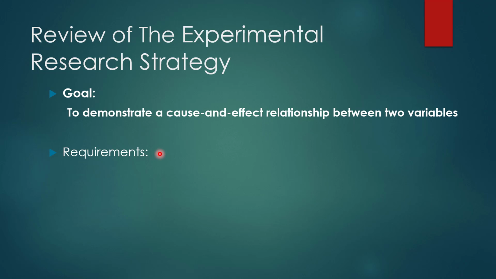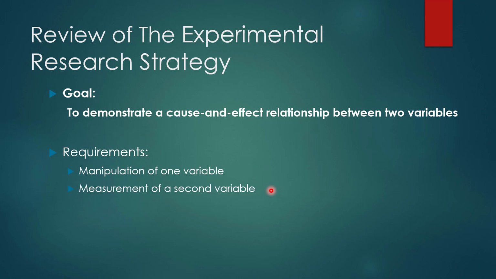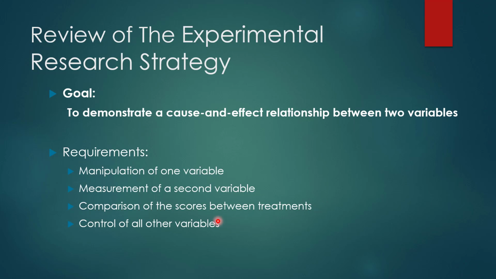Now remember, we had specific requirements. One was that we have to manipulate at least one variable. We have to measure a second variable. We then compare the scores between different treatments. And we want to control all other variables, and we use random assignment as one of those ways to control those variables.